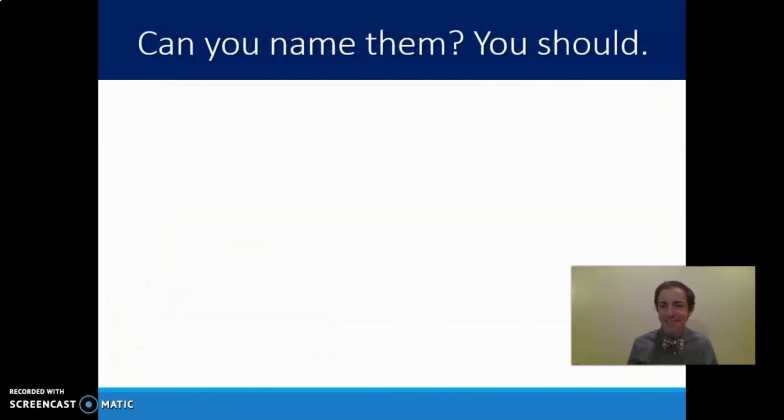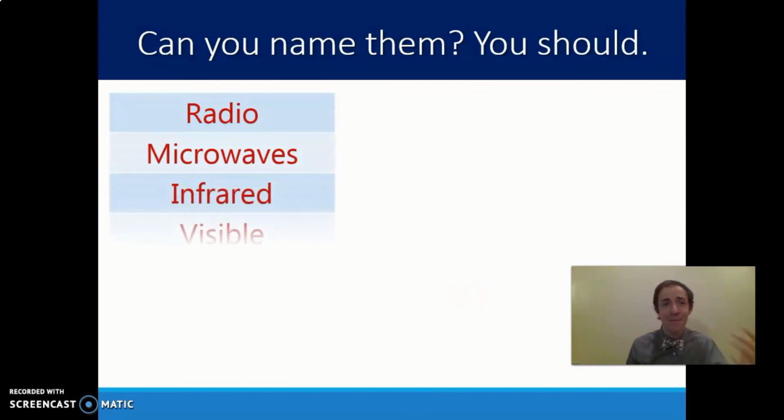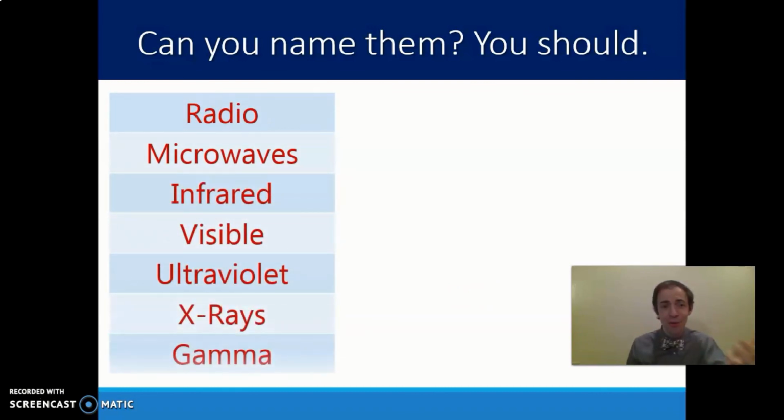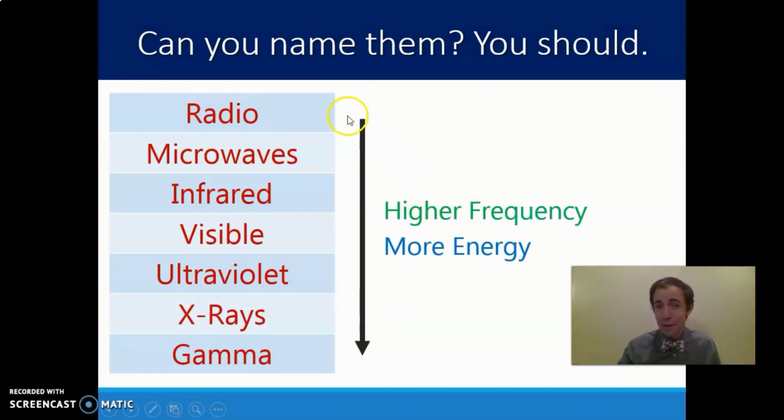So from this list, you should be able to name these different types of electromagnetic waves. Now, starting with radio, then microwave, infrared, visible, ultraviolet, X-rays, and gamma. This list is in order of increasing energy. The higher the frequency is, so gamma being the highest and radio being the lowest, the more energy.